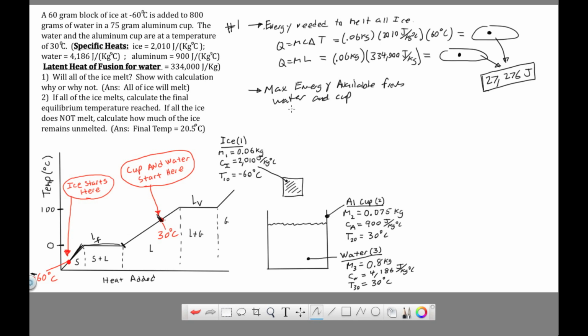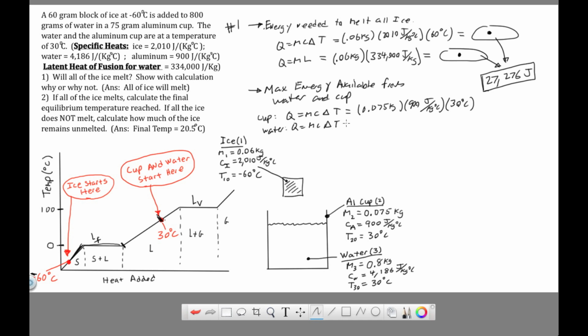All right, so the way we do this is we're going to go Q equals MC delta T for the cup. And we're going to do it for the water. Q equals MC delta T. All right, so for the cup, the mass of the cup is 0.075. The specific heat of aluminum is 900 joules per kilogram degree Celsius. And the change in temperature, if the cup cooled all the way down to 0, which is the most it can cool, it can't cool below 0, the change of temperature would be 30.